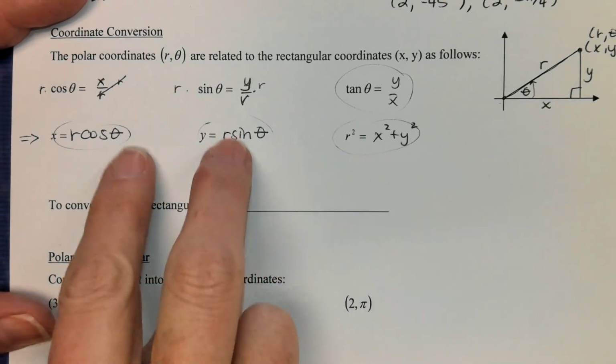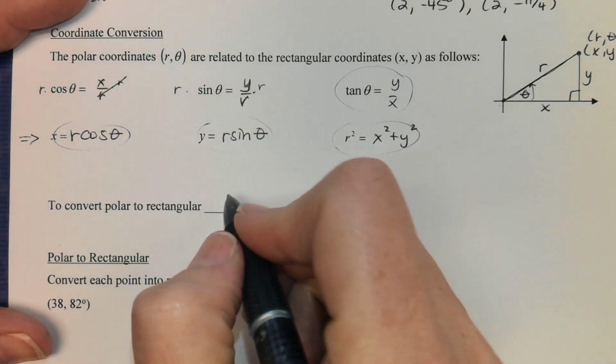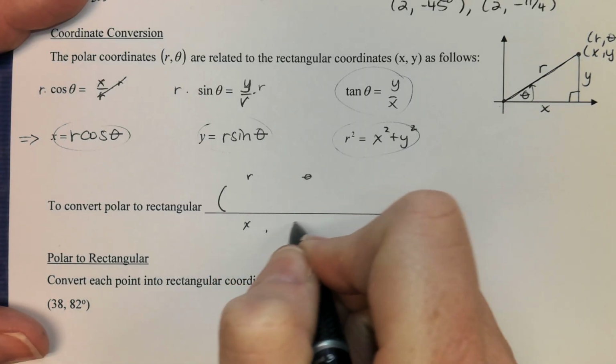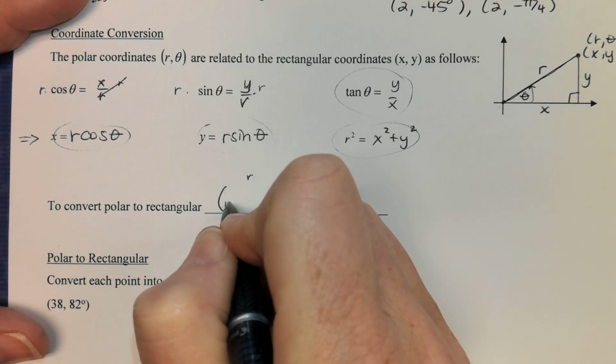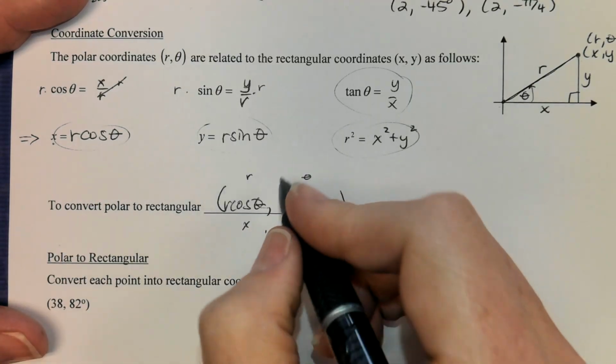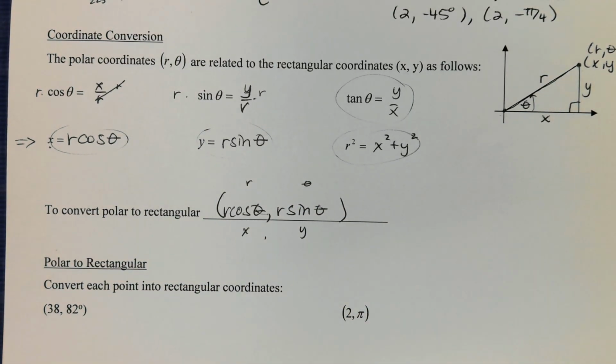You have two of them set up right away to help you convert from polar to rectangular. So to convert from polar to rectangular, remember you're moving from an r and a theta, and you're moving to an x and a y. So you're going to do r cosine theta, because that will give you x, and then you're going to do r sine theta, and that will give you y.